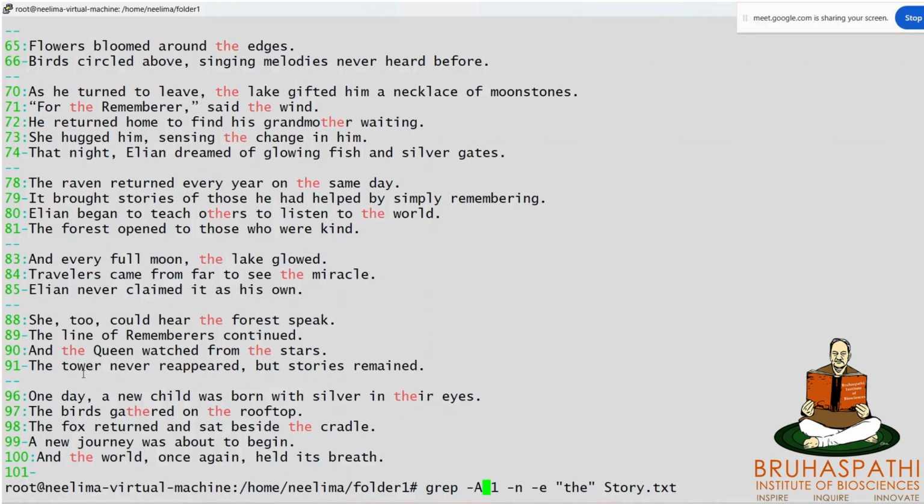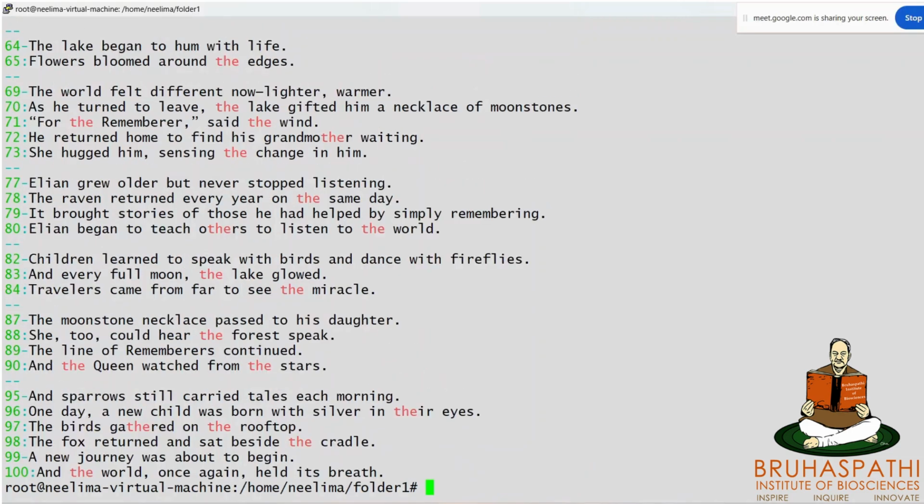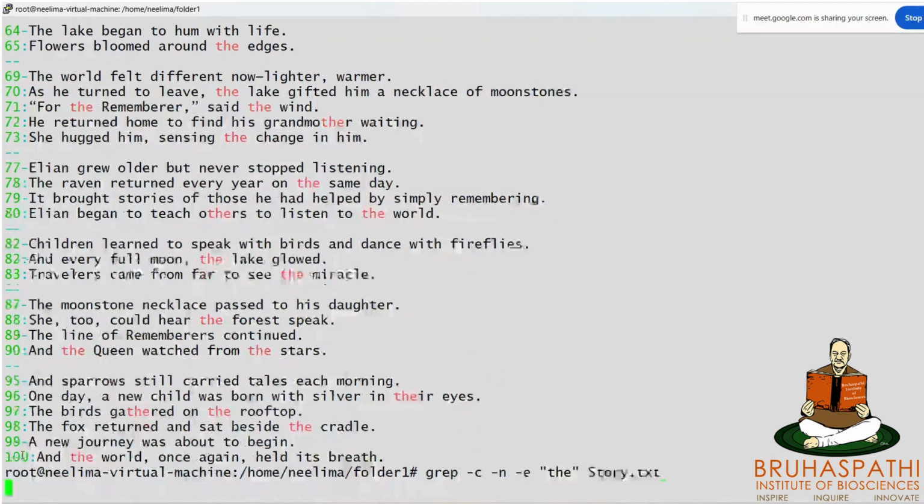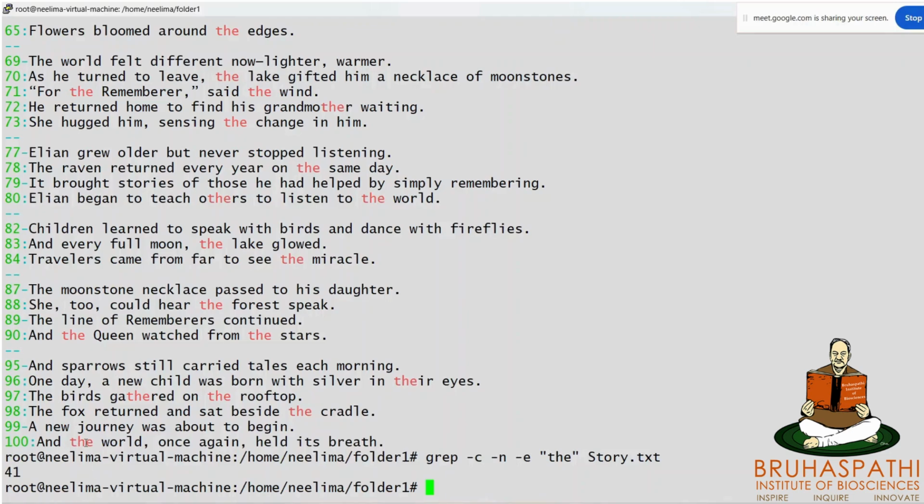-A stands for getting the line after the match is found. Similarly, you have an option -B to get the line before the match is found. So here the match is found, the, and it gets the line before it. That's -B. Now, we have another option called -c. It gives me the counts wherever the is present. So, out of 100 lines, the is present in 41 lines.